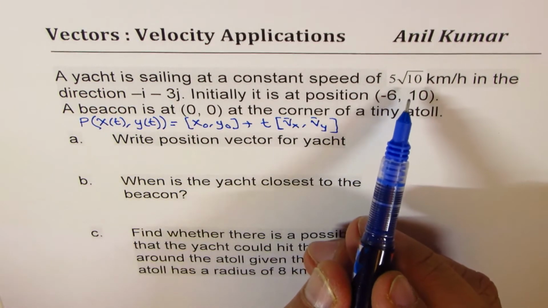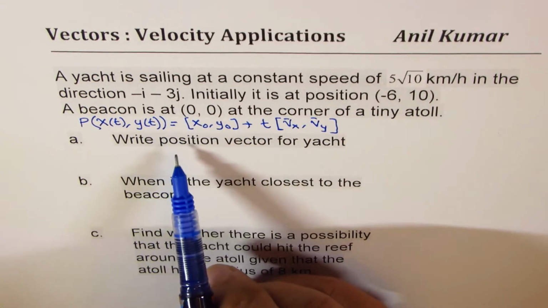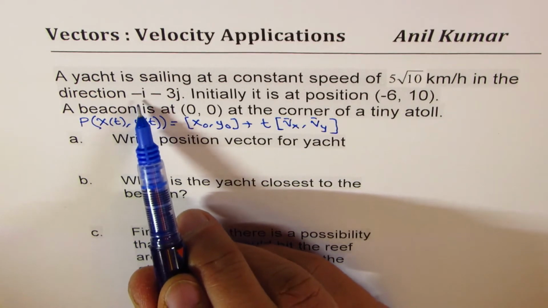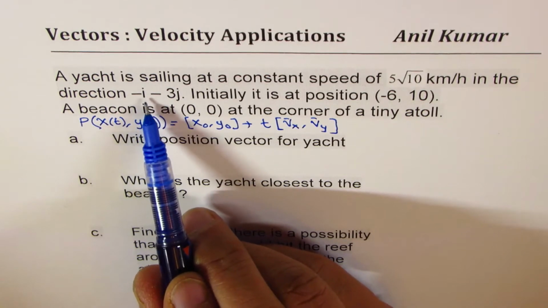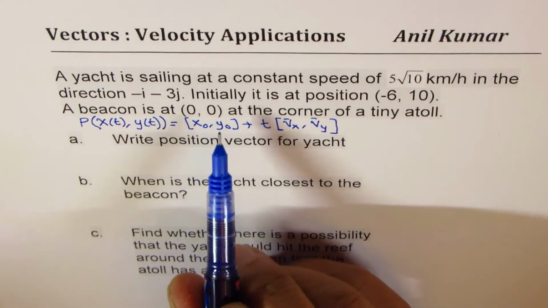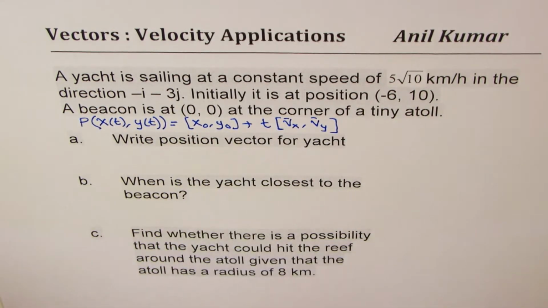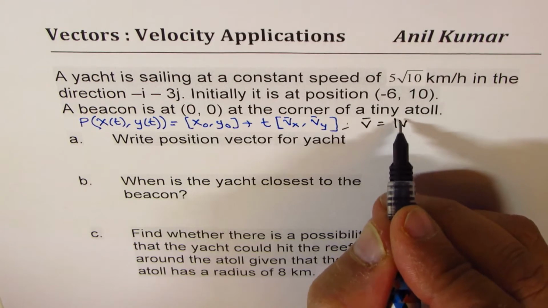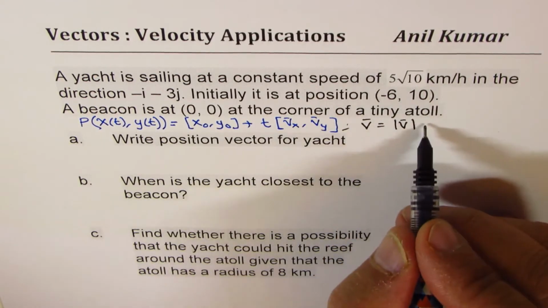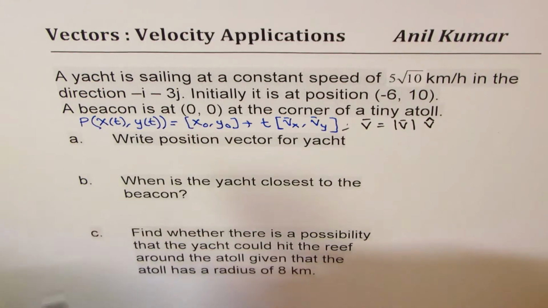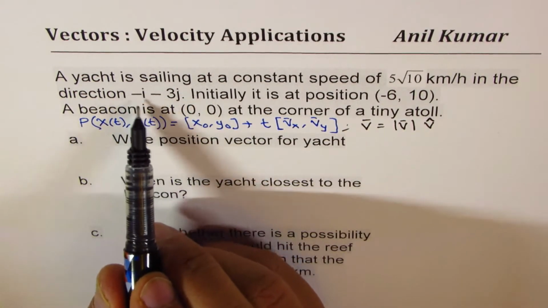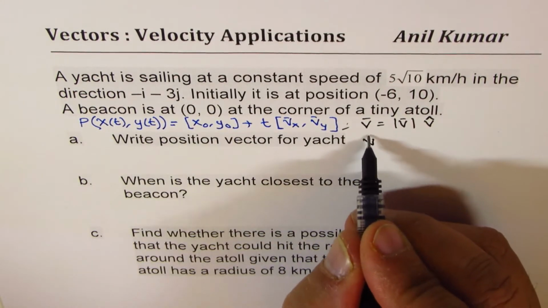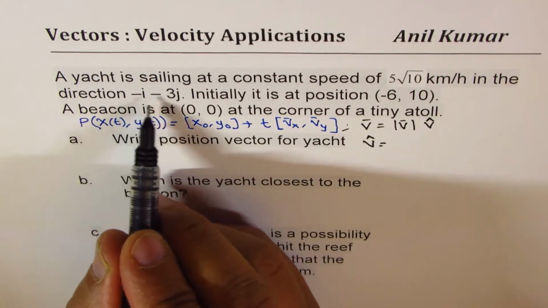Now in the present question, we are given speed and the direction. Speed is 5 square root 10 kilometers per hour. Direction is minus i minus 3j. We can find velocity as the magnitude of velocity, which is speed, and then a unit vector in the given direction. So the first step should be to find the unit vector in the given direction.